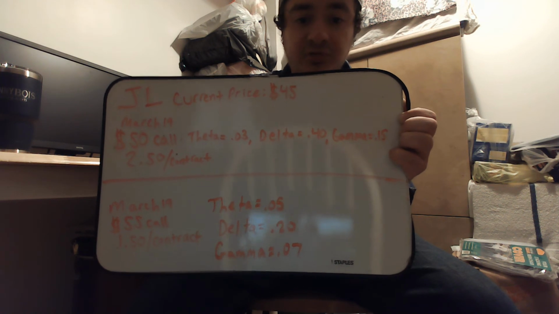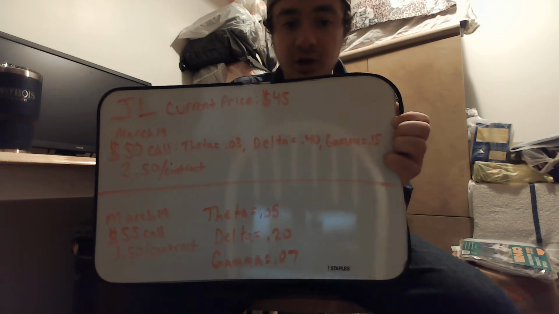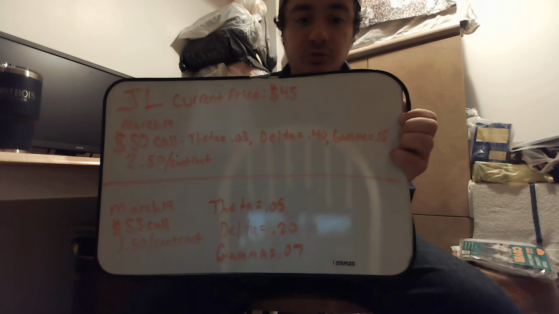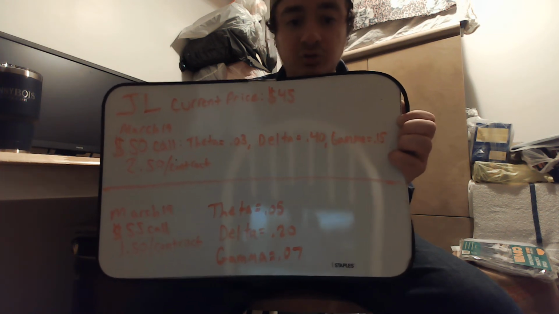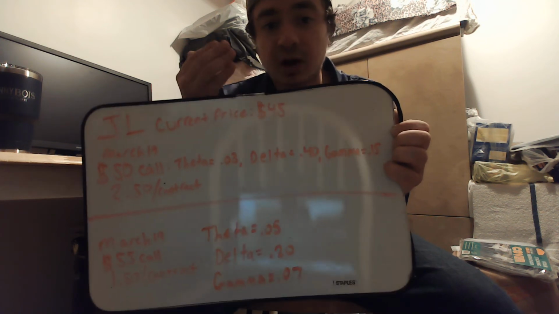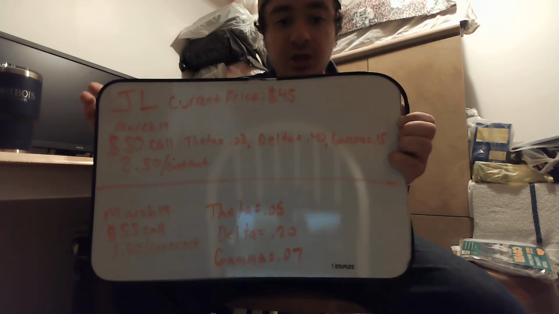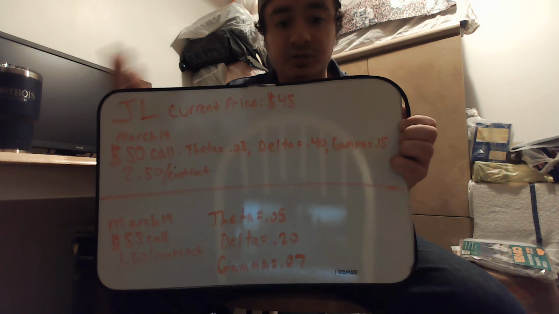You do $2.50 plus 40 cents for the first dollar, and that gets you $2.90. Then you do $2.90 plus 55 cents for the next dollar up, and that gets you $3.45. So that's how you figure out what the prices of your contract should be with each move in the stock.